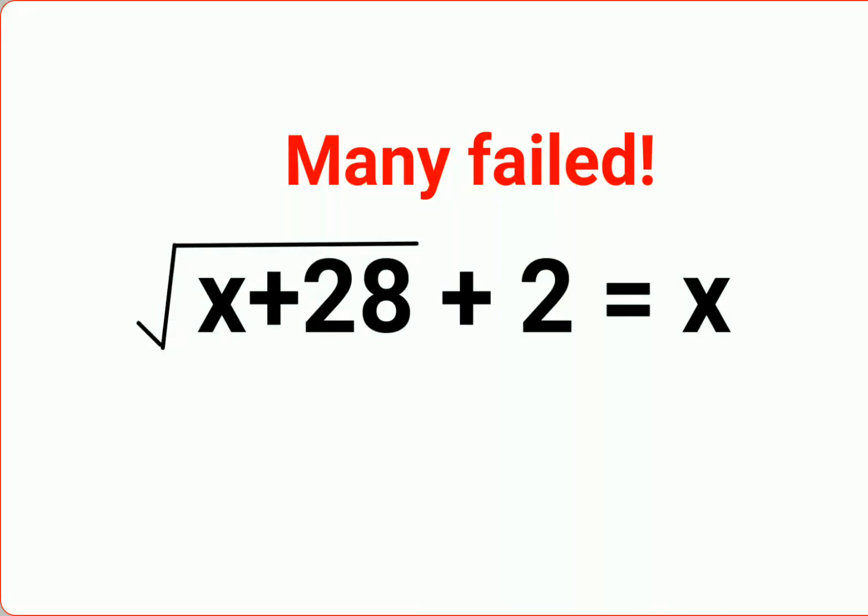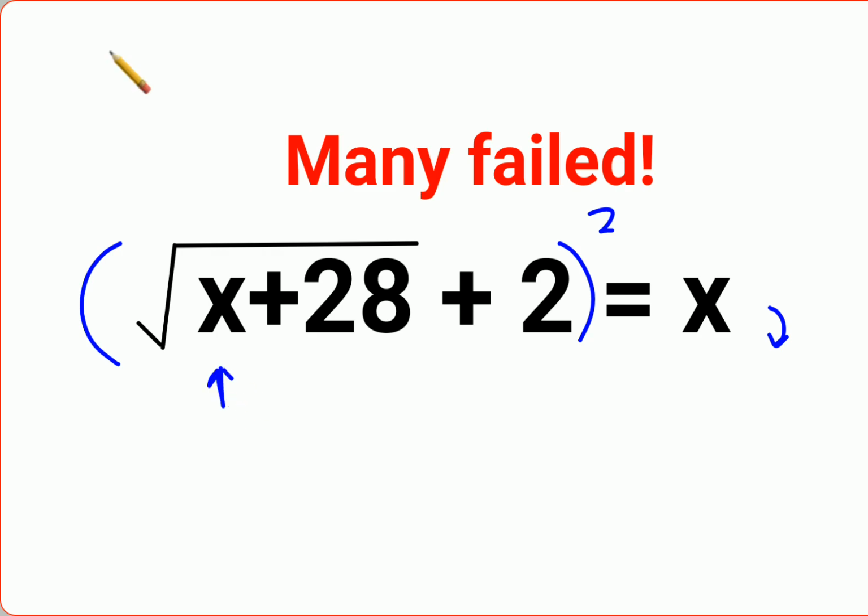Welcome everyone. So today we are going to understand how to solve this kind of a problem, which is root of x plus 28 plus 2 equals x square. Now in the first step itself, a lot of people make the mistake. They think of squaring both sides. See, when you take the square of this thing, this root gets cancelled.